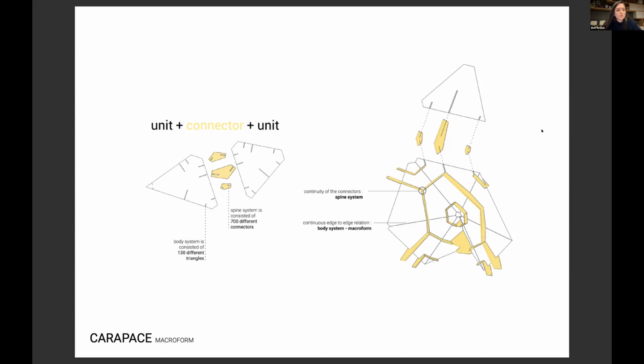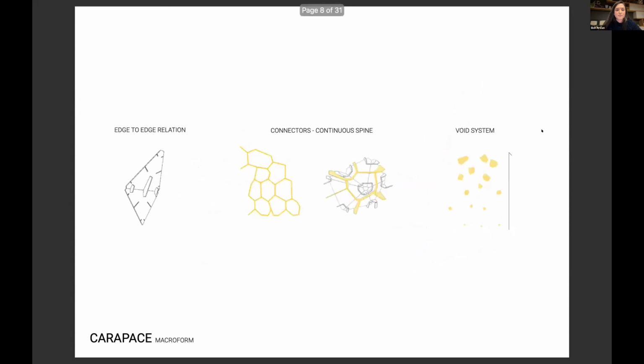We chamfered the triangles from their corners to reduce the overall weight of the macroform. These gaps get bigger towards the top of the macroform. It also had a positive effect on bearing snow and rain load, and it created snow shadow effects. So here are the relations for a self-sustaining system: the edge-to-edge relation of triangles, connectors that create a continuous spine, and our void system, which gets bigger towards the top of the macroform.